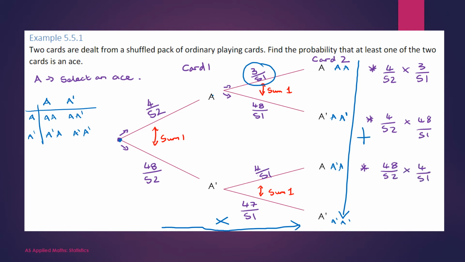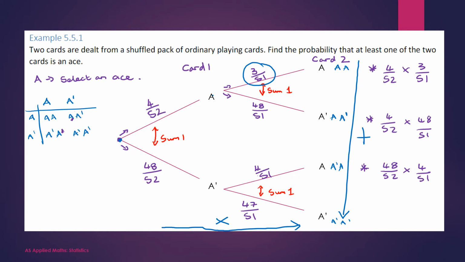Notice that these two, when we're multiplying fractions, we multiply numerators and denominators together. So this one is 4 times 48 over 52 times 51, which is the same value as 48 times 4 over 52 times 51. It's just taking into consideration that you've got more chance of this happening because there are two possible ways that you can get an ace and not an ace. So you do get the same probability, it's just organised differently.